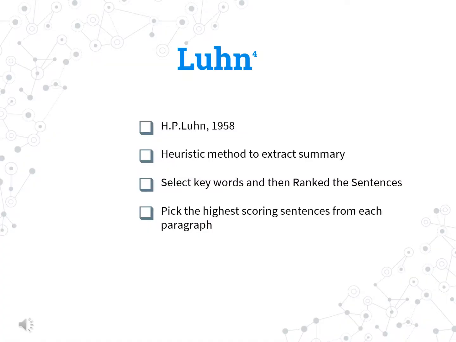Luhn algorithm, published by H.P. Luhn in 1958, is a heuristic method to extract a summary. It selects keywords and then ranks the sentences, and then picks the highest score sentence from each paragraph.